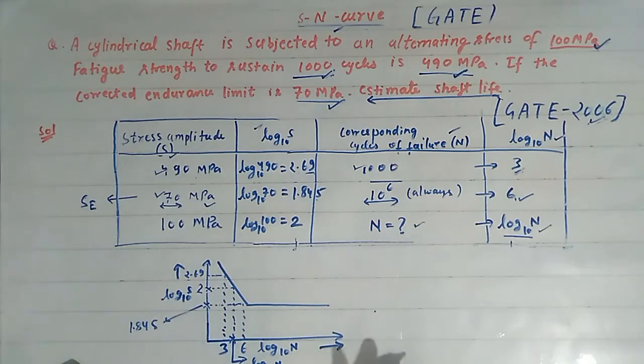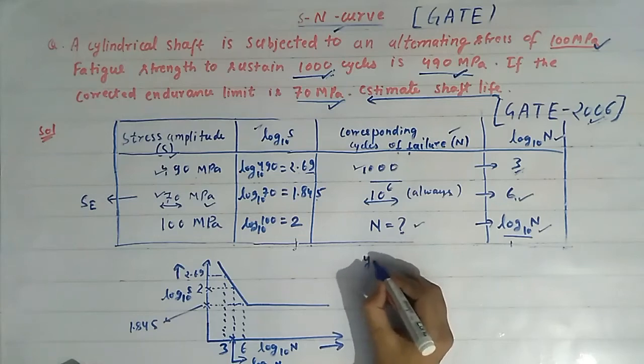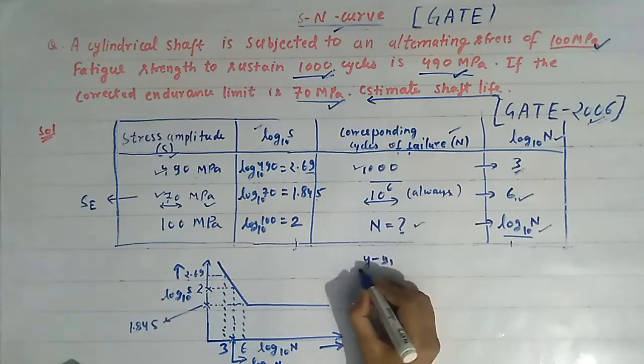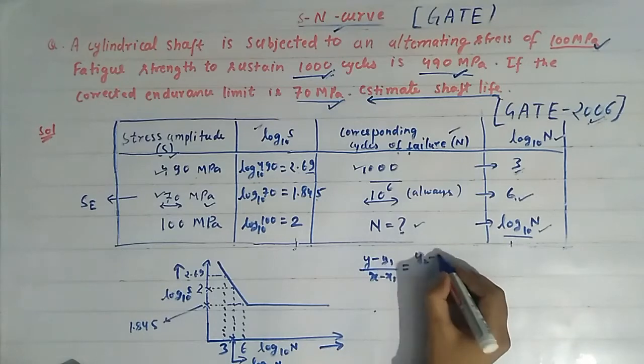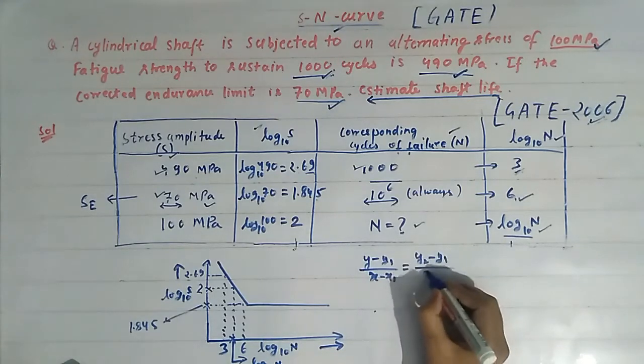So friend, we know that the equation of a straight line can be given in the form (y minus y1) divided by (x minus x1) is equal to (y2 minus y1) divided by (x2 minus x1).